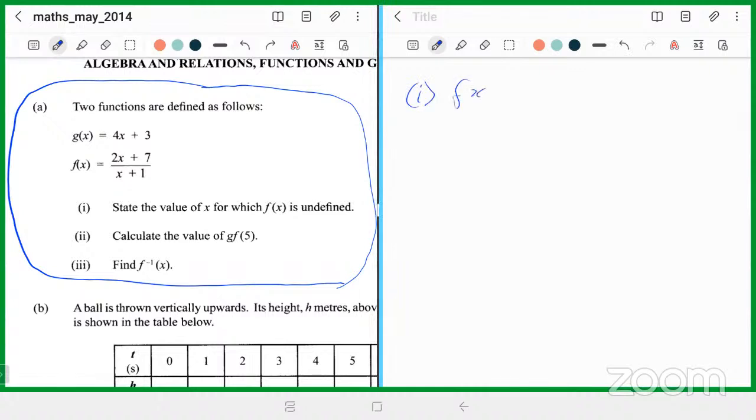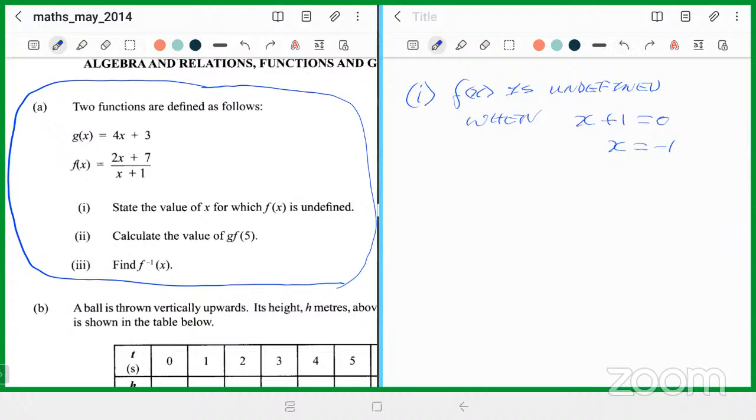F of x is undefined when the expression in the denominator becomes 0. And that happens when x equals -1. That's it. That's the answer right there.